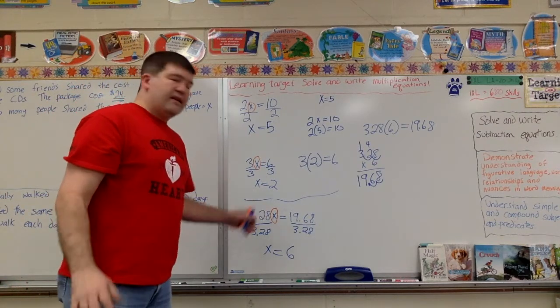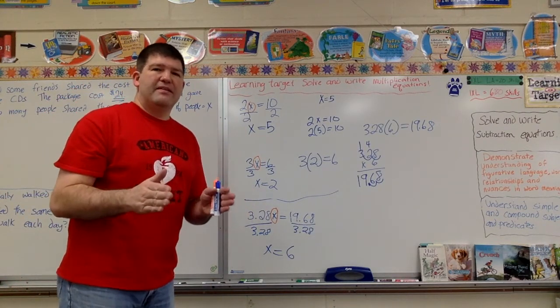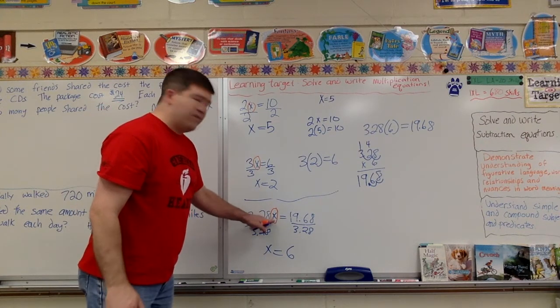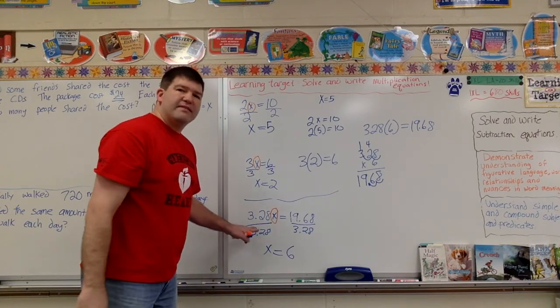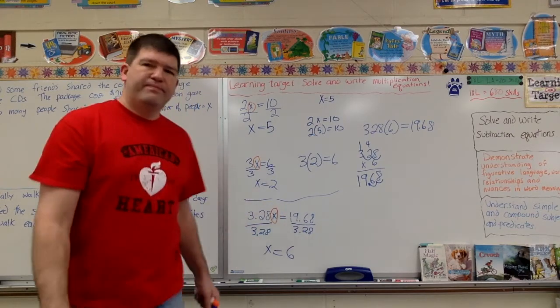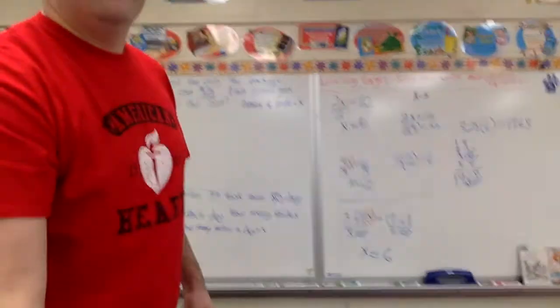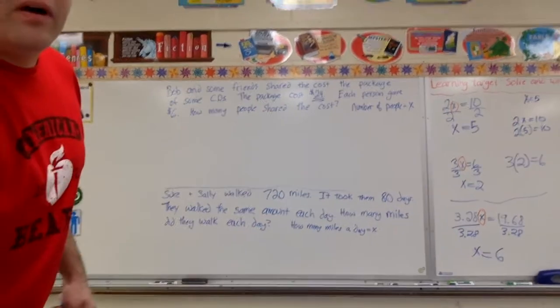When you have something multiplied with the variable right next to it, you just divide it by that same number on both sides. Okay? Now, let's come over here. We're going to do 2 word problems.